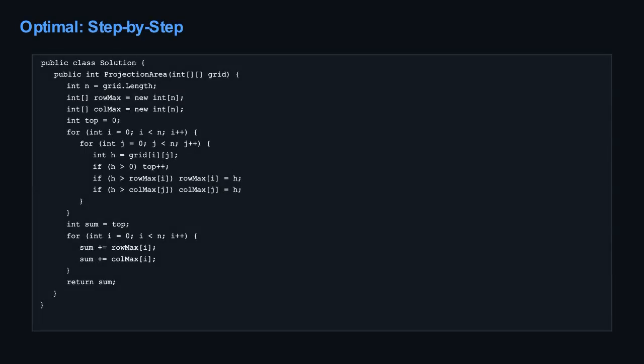Now let's trace the optimal algorithm on the example grid: 1, 2, 3, 4. We'll keep track of every variable at each step. Initially n equals 2. Rowmax is an array of 2 zeros: 0, 0. Colmax is also 0, 0. Top equals 0. We enter the outer loop with i equals 0.